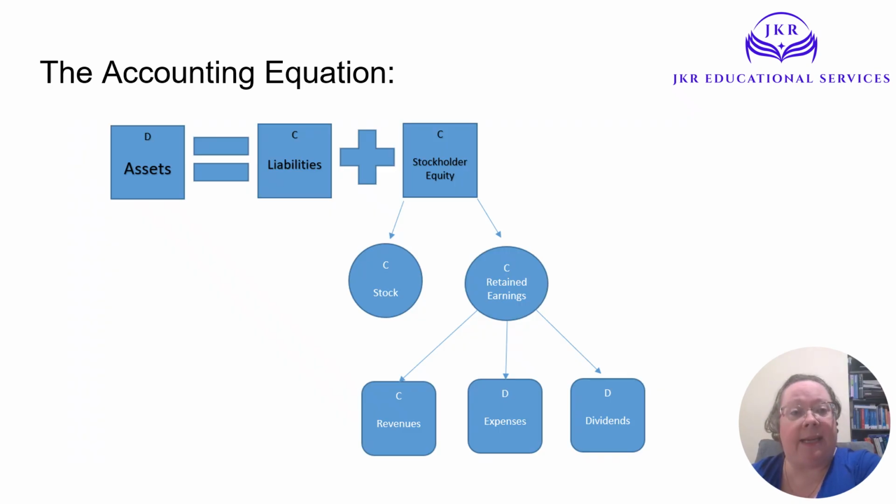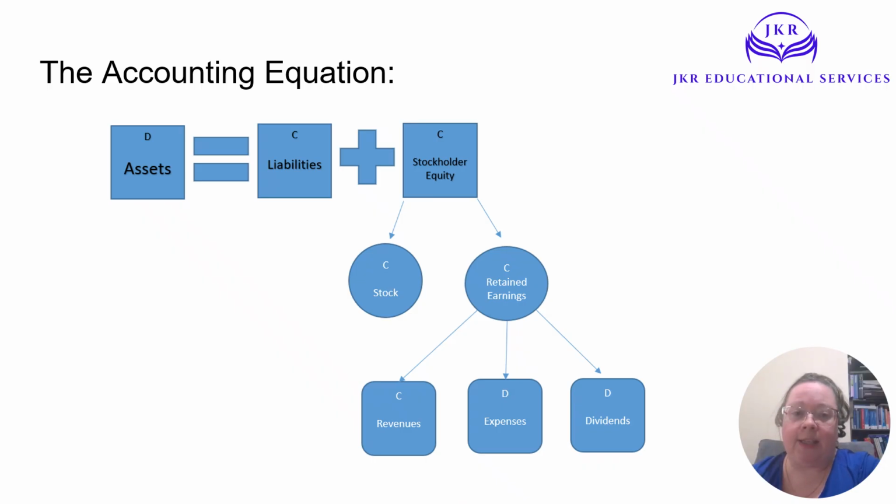Here we have the expanded accounting equation. Again, the account types micro lesson talked about the definitions, and here is where all of those account types lie in the expanded accounting equation. You can see that under equity, we have stocks on one side, retained earnings, and then under retained earnings, we have revenues, expenses, and dividends.